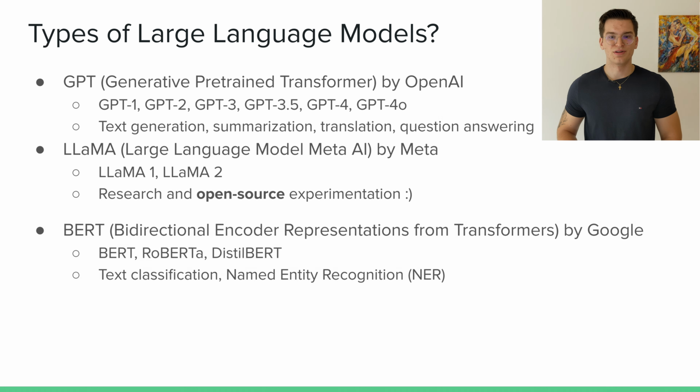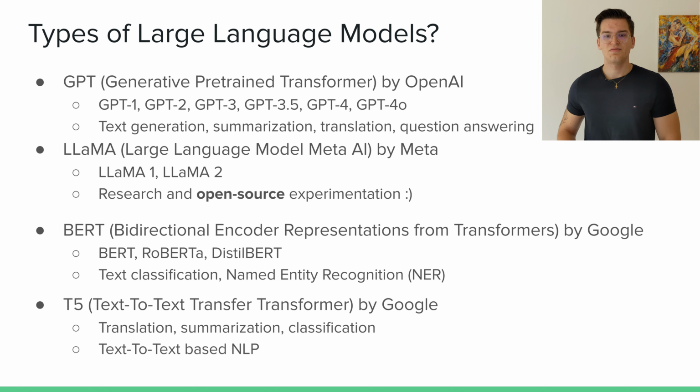Next, we have BERT by Google, which stands for Bidirectional Encoder Representations from Transformers. BERT and its variants such as RoBERTa or DistilBERT excel in text classification, named entity recognition, and other tasks that require a deep understanding of input text. Lastly, there's T5 by Google, used for a variety of tasks including translation, summarization, and even classification.